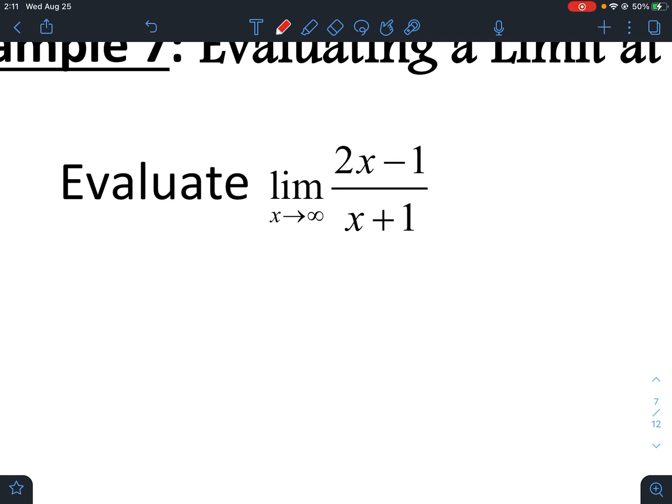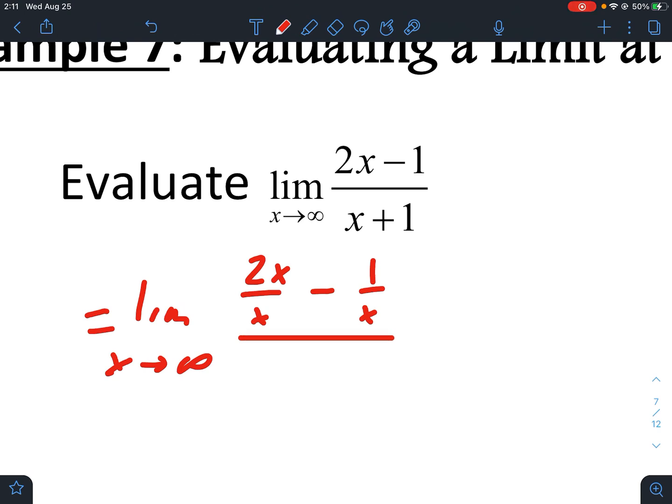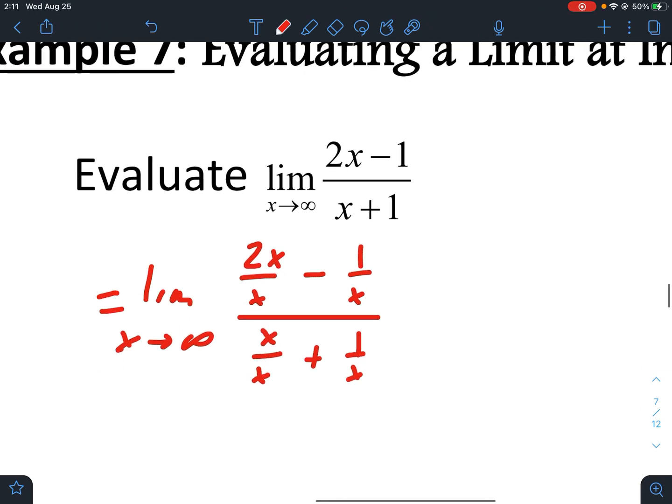So what you want to do here is divide by the highest x exponent in the denominator. In this case, it'd be x to the first. You want to divide each term individually by that one at a time. So what does that look like? That would be 2x over x minus 1 over x, over x plus 1 over x. I didn't change the problem because all I really did was multiply by 1. I multiplied by 1 over x over 1 over x, and distributed that through.